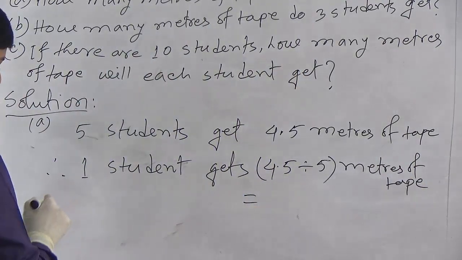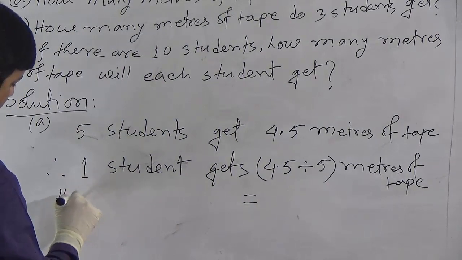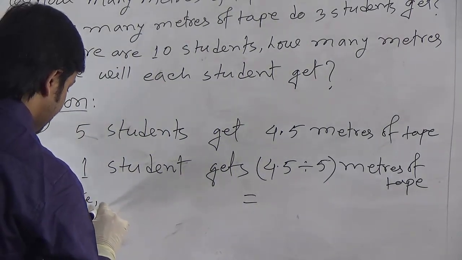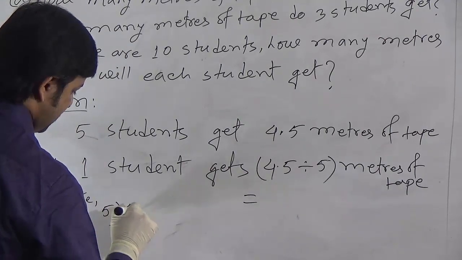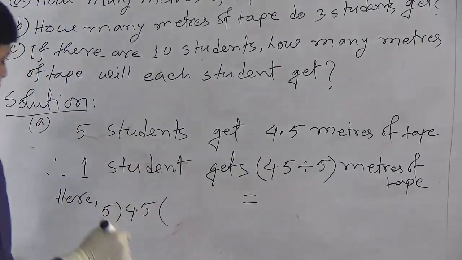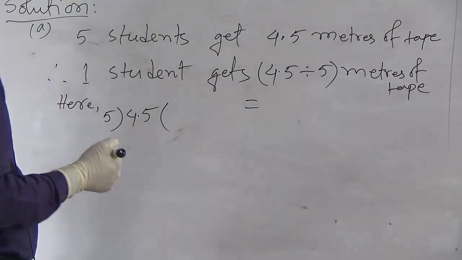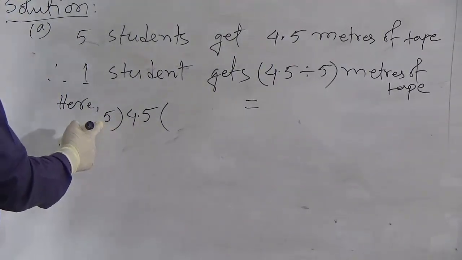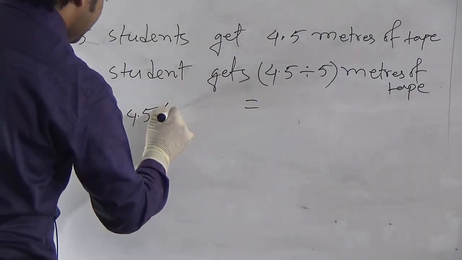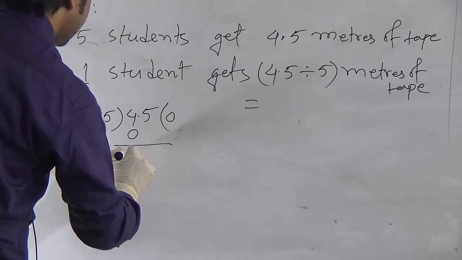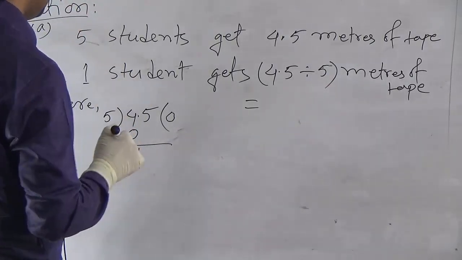Now I will show the division here. Here we have to divide 4.5 by 5. Now at first we have to consider the digit before the decimal. This is 4. This is less than 5. So at first we have to take 0 times. 0 5s are 0 here. Then if we subtract, we will get 4 here.